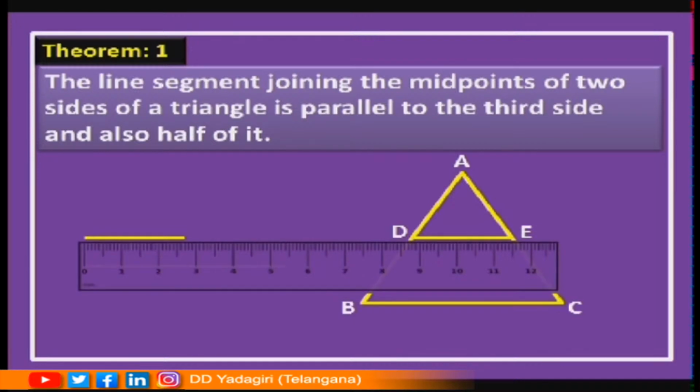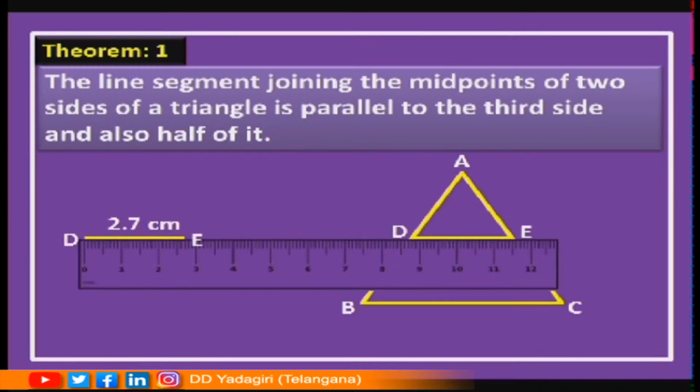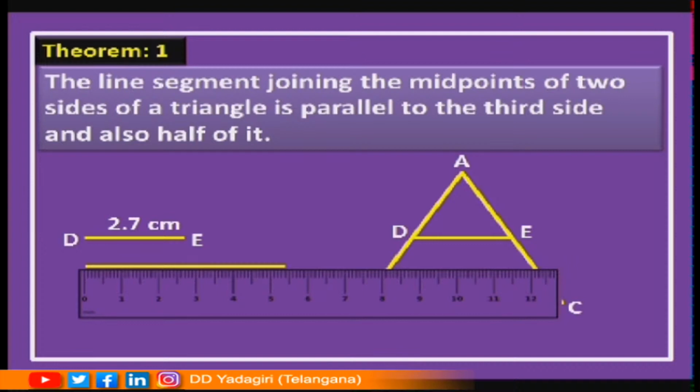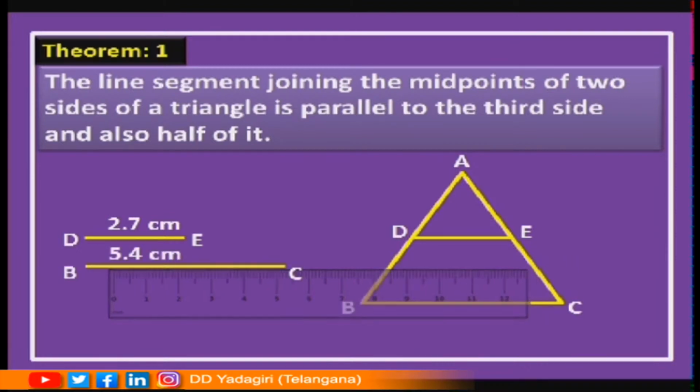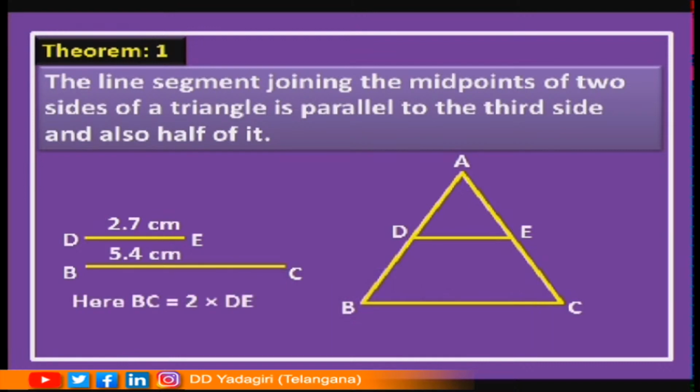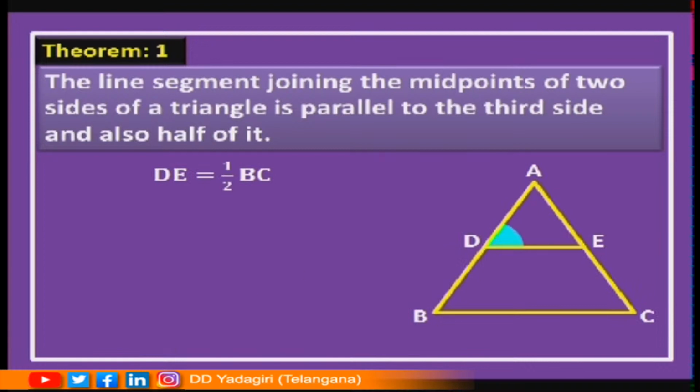Now, what is needed to prove? Yes, let us measure this DE. So, this is 2.7 centimeters. Let us measure BC also. If you measure using a scale, it is 5.4. What do you notice, children? Yes, BC is 2 times DE, or in other words I can say DE is half of BC. Got it, children? Apart from this, if you measure angle ADE and angle B, both are equal. That means a pair of corresponding angles are equal, which means the lines are parallel, so DE is parallel to BC. So, this is our theorem.